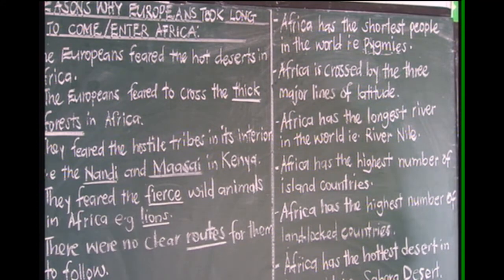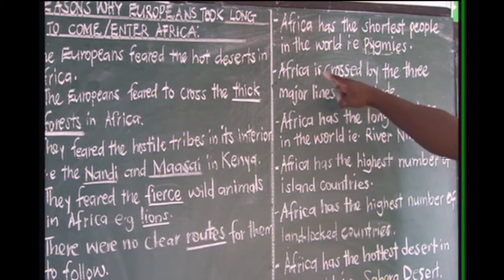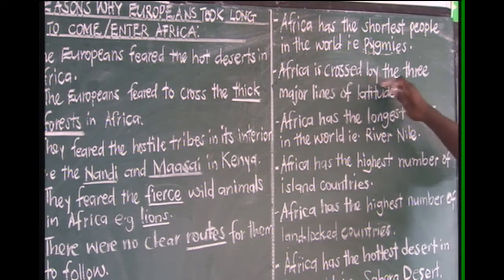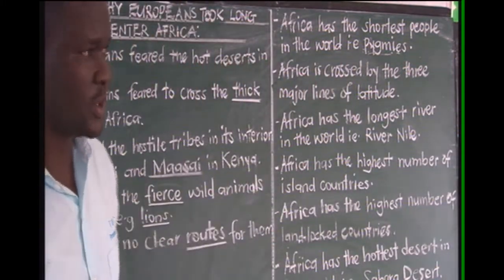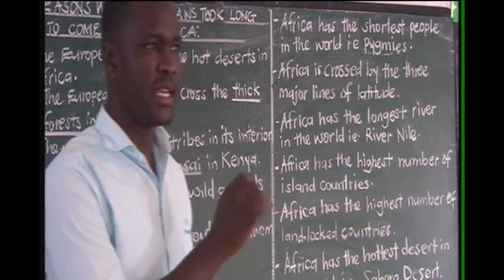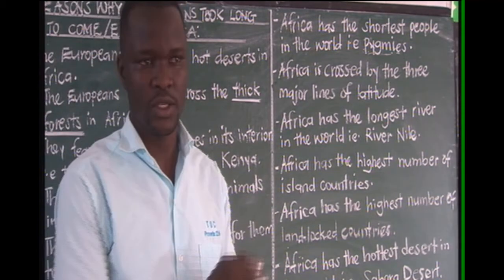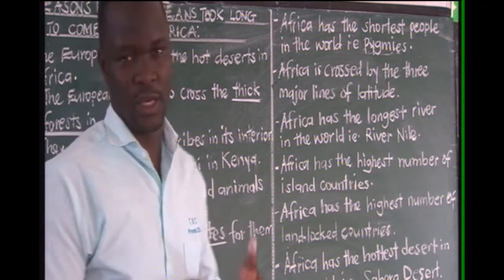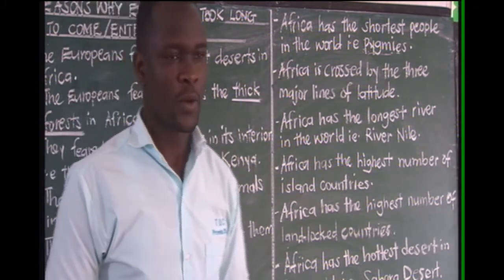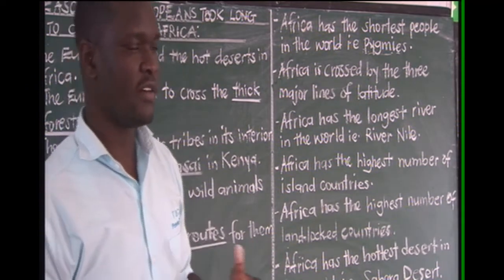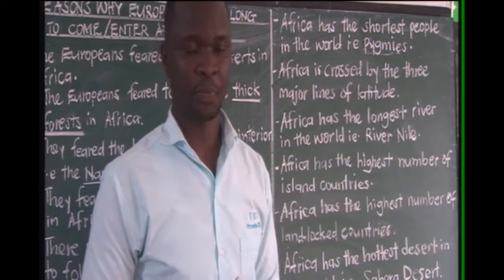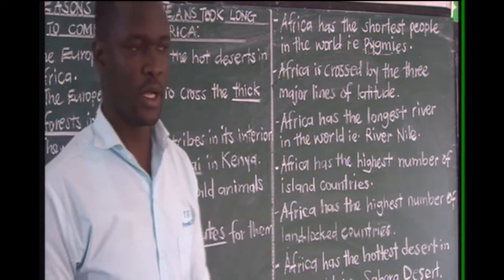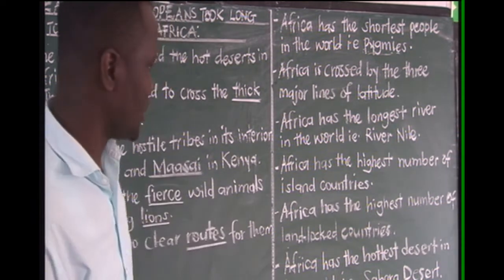Then the other one is, what makes Africa unique is that it is that continent which is crossed by the 3 major lines of latitude. Now, when we were in primary 5, primary 6, we learned about these lines of latitude. The major latitude, which even happens to cross Uganda as our country, is the equator. But alongside the equator, we also have other lines of latitude which are very important. That is when we talked about the Tropic of Cancer and the Tropic of Capricorn. We shall be looking at that in our next discussion.